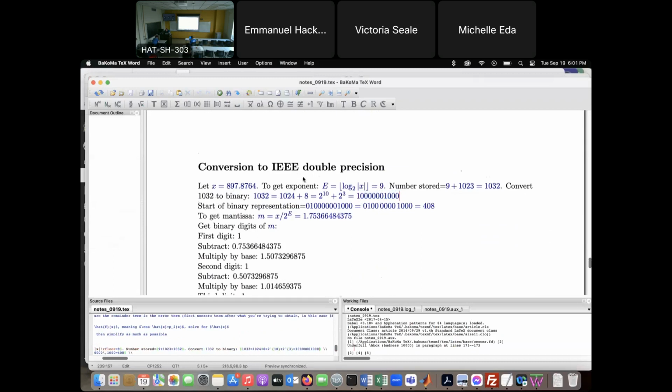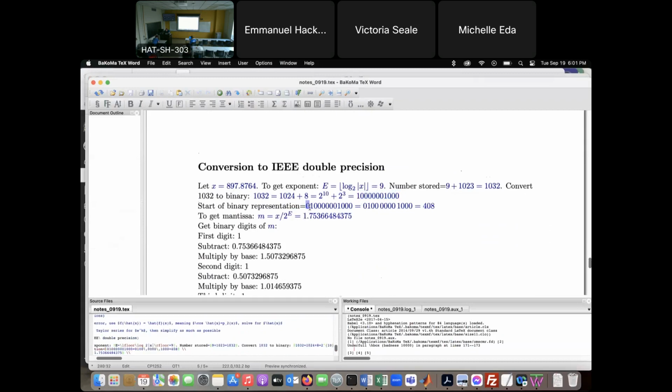One bit for the sign. The sign bit is 0 because the number is positive. And then I have my 11 bits for my exponent. So these are the first 12 bits of my internal representation. I still have 52 bits left for the mantissa.